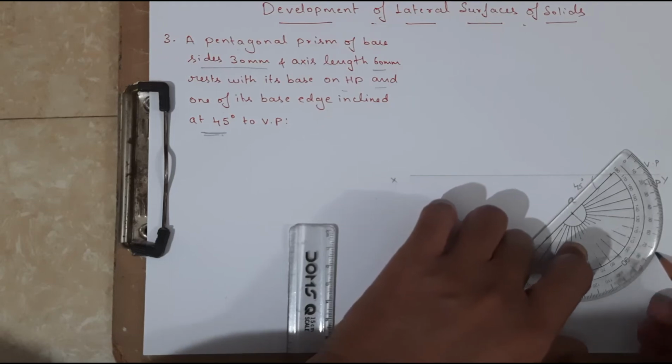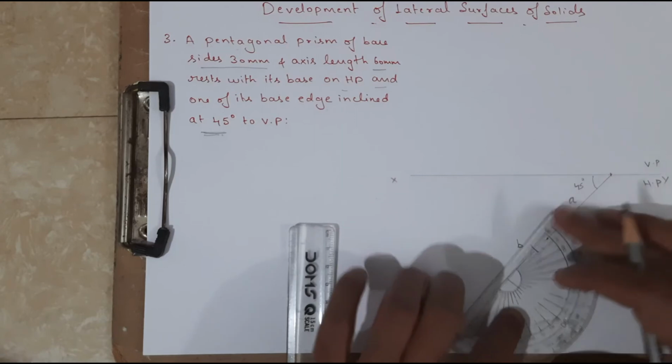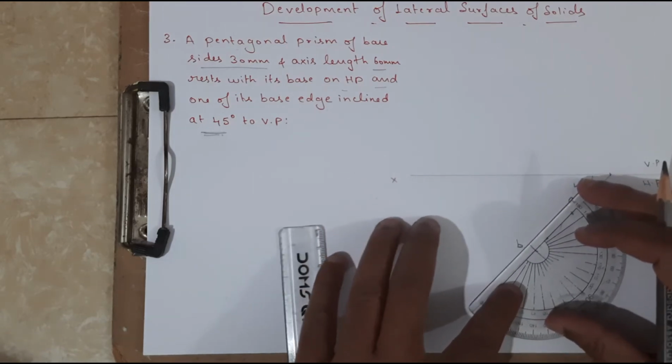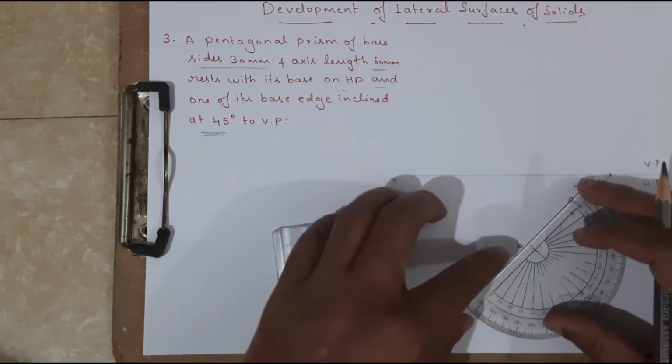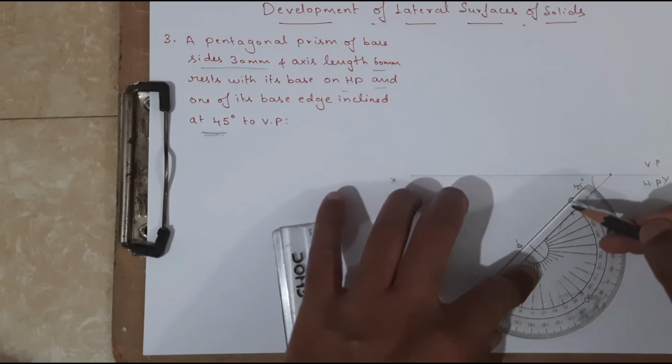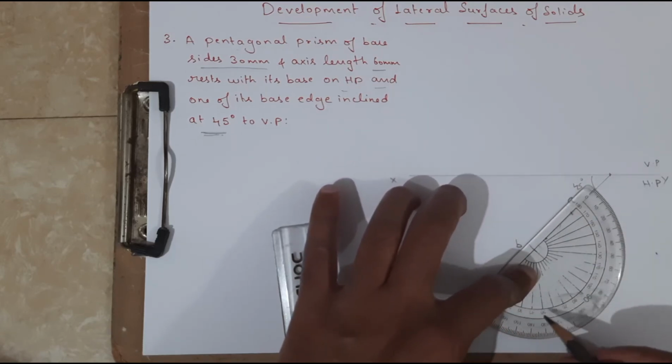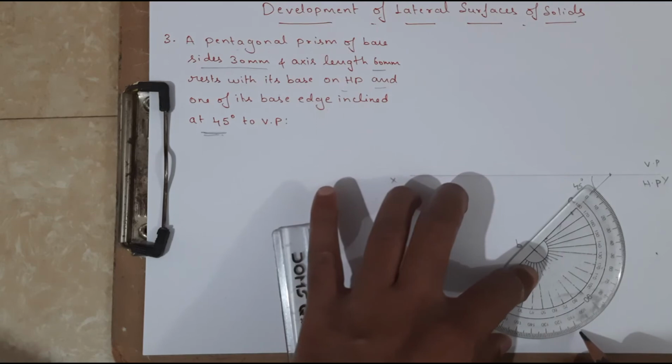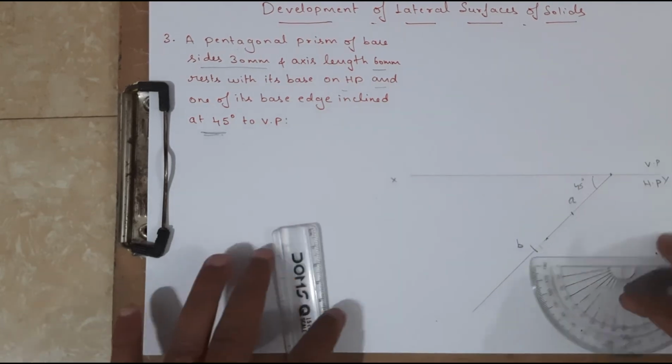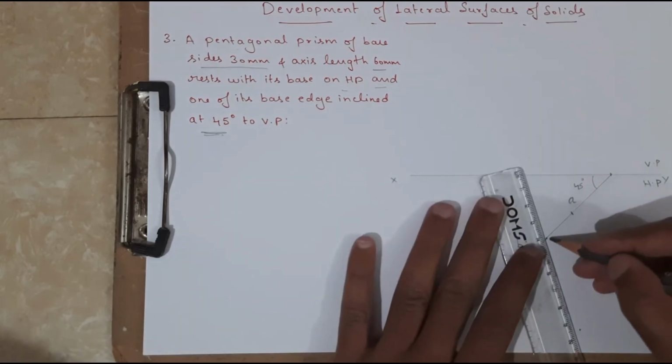Okay, so in the same way I am going to take the measurement from the corner B of 72 degrees. If you measure from this side, it will be 72. Okay, like this. So now I am going to draw the line.